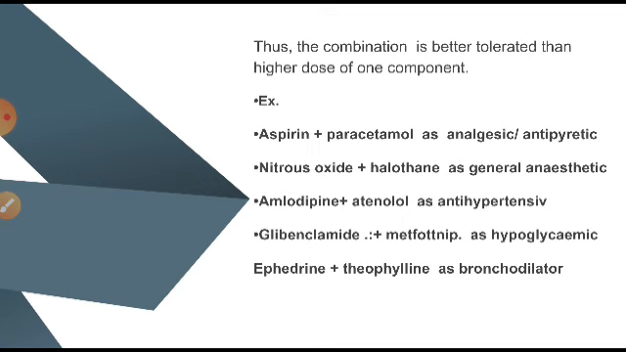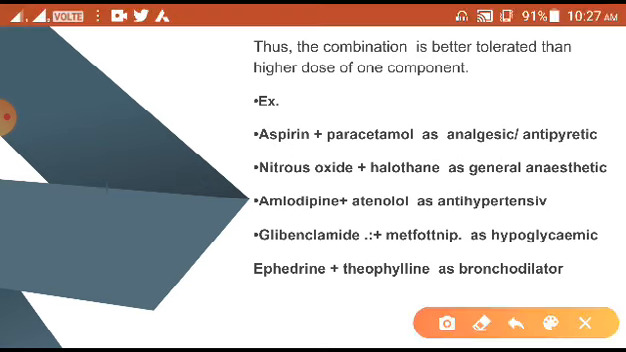Here are some examples. Always keep in mind that there are n number of examples for this, but I am quoting some here. You can see aspirin and paracetamol. You can find the aspirin and paracetamol combination in the market quite easily. They both have an additive effect, right? So you get analgesic and antipyretic effect through this. Another is general anesthesia, where they use nitrous oxide added with halothane. That also gives the additive effect. Amlodipine plus atenolol are both used as antihypertensive drugs, so they also produce an additive response. Glibenclamide and metformin are also used together for diabetes patients, producing hypoglycemic effects.